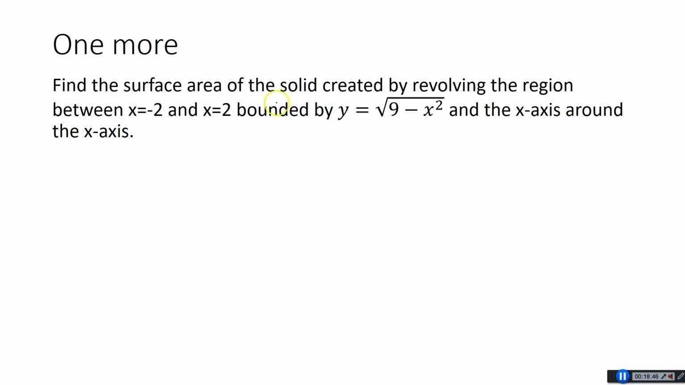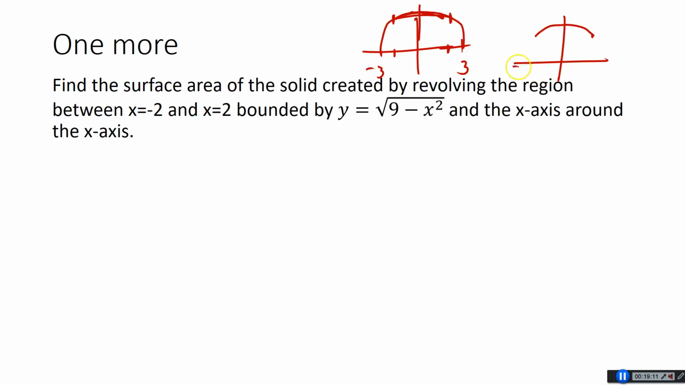So we got the surface area of the solid created by revolving the region between x equals -2 and x equals 2, bounded by y equals root 9x minus x squared. That's a circle with a radius of 3, so -3 to 3, something like this. Okay, we're only going from -2 to 2. So we're kind of cutting it off at this point. So we're only using that top little bit right there. So it'll look kind of something like this.